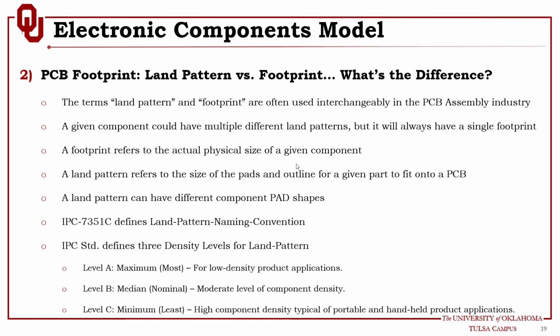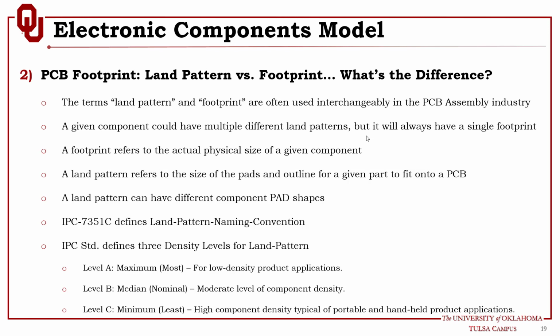Normally, you can find land pattern recommendations in the datasheet of the component. If you open the datasheet, go to the mechanical specification at the end of the datasheet, and you will see a recommendation for the land pattern. Land pattern and footprint are often used interchangeably in the PCB assembly industry, but they are different. You need to be aware of that. A given component could have multiple land patterns, but it always has one footprint. The footprint defines the actual physical size and outline of the component, and the spacing between the leads or connection points.